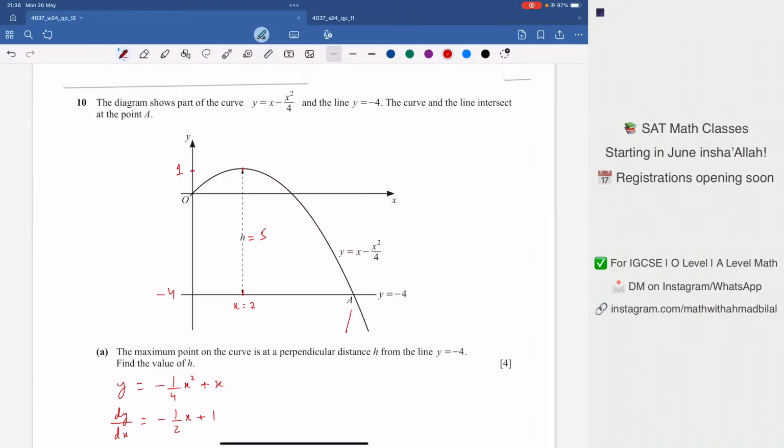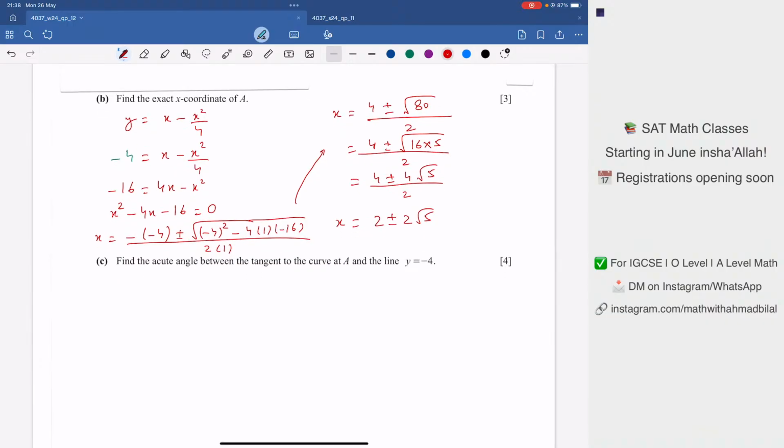You can see this is the y-axis, right? It's on the right side of the y-axis. That means the x coordinate of A is supposed to be positive. So we only consider the positive answer from here. The x coordinate of A, what is that going to be? It's going to be 2 plus 2 root 5, and that's the solution that we've got here, 2 plus 2 root 5, and that's the final answer. That's the x coordinate of the point A.